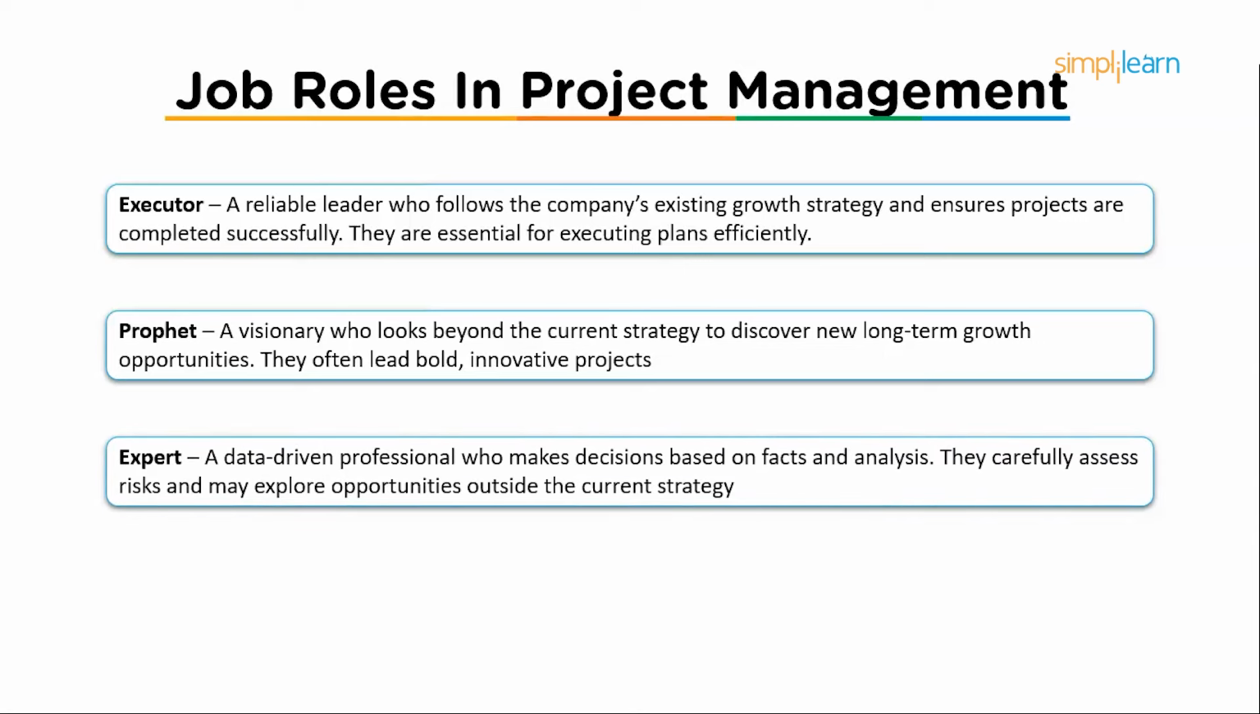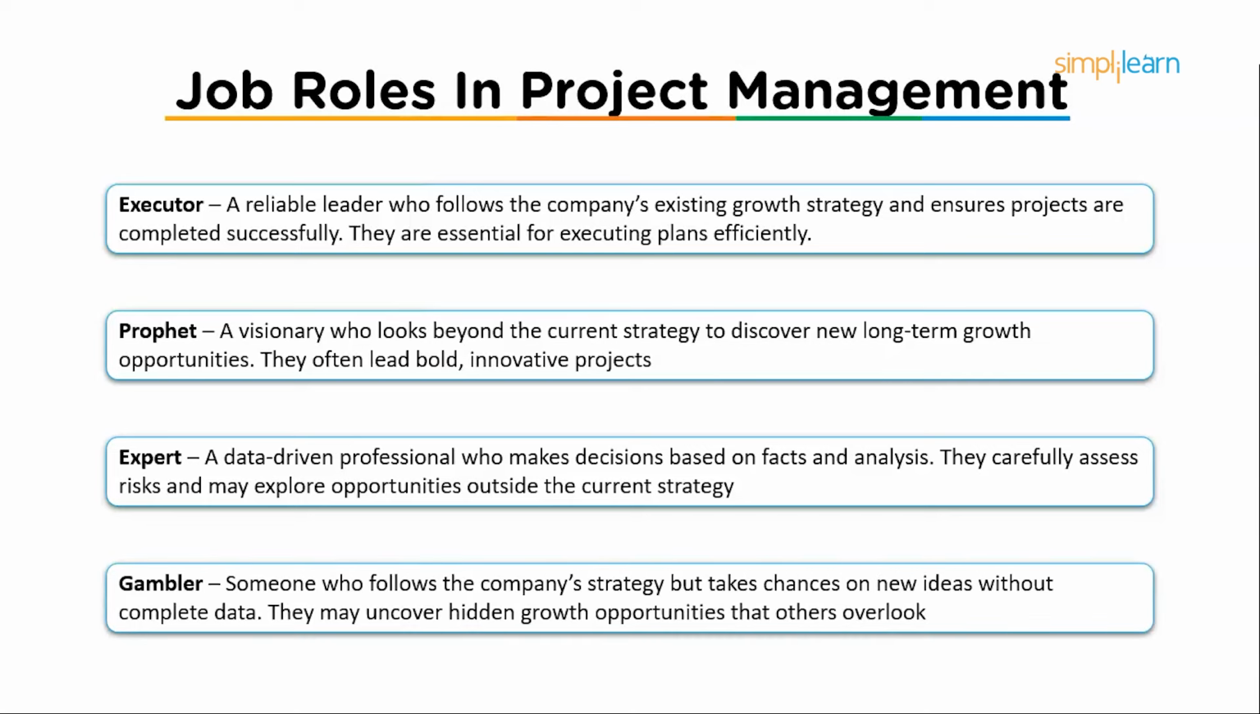Now, moving on to the third one, we have expert, a data driven professional who makes decisions based on facts and analysis. They carefully assess risk and may explore opportunities outside the current strategy. Moving on to the fourth one, we have gambler, someone who follows the company's strategy but takes chances on new ideas without complete data. They may uncover hidden growth opportunities that others overlook. While executors are very crucial for delivering projects, the other types help drive long term innovation and business growth.